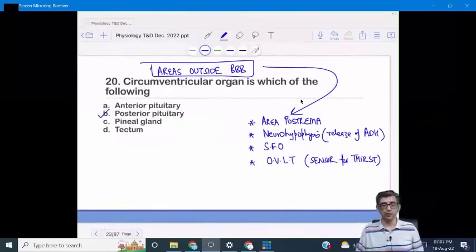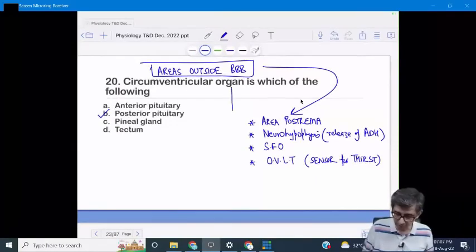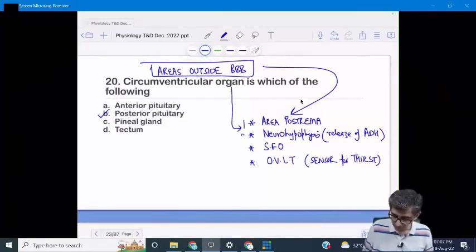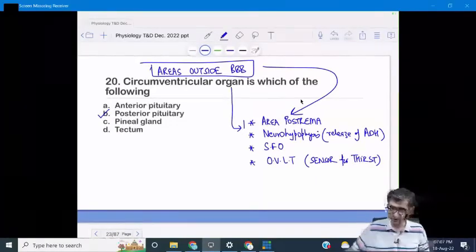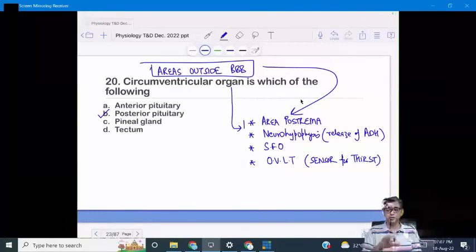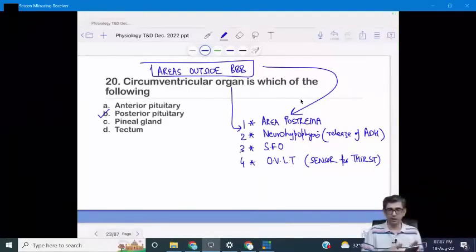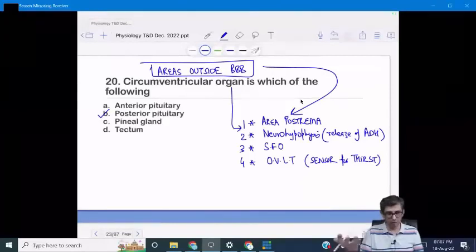There are 4 circumventricular organs: area postrema, neurohypophysis, subfornical organ, and OVLT. 4 होते हैं circumventricular organs, out of which one of them was asked. All of these are areas outside the blood-brain barrier. God has treated them like this so that the chances of irreversible brain damage can be minimized. Okay, fine, great. If you can use a mnemonic to remember it, great.